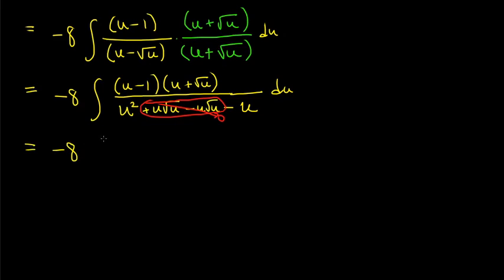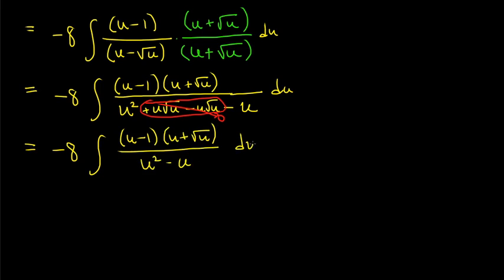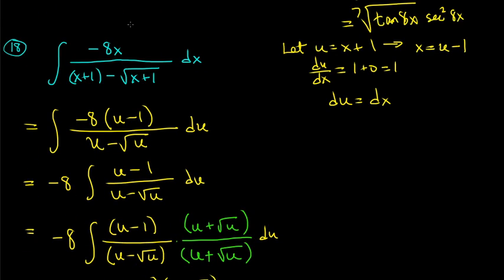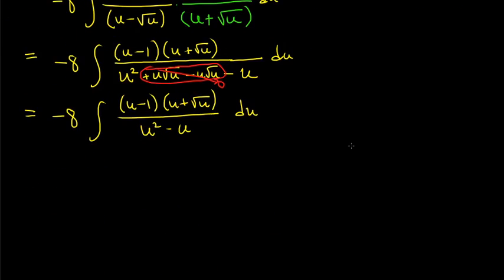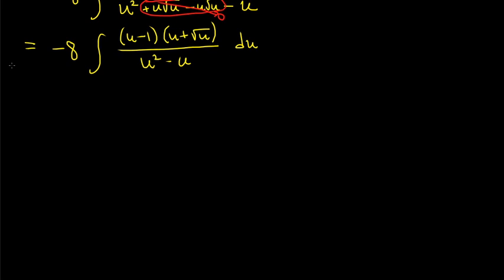Okay, that negative 8 is still there. And the numerator is u minus 1 times u plus the square root of u, all over u squared minus u. At this stage, you might be thinking I'm completely crazy, because how is this any easier than the original problem? It doesn't look easier, does it?